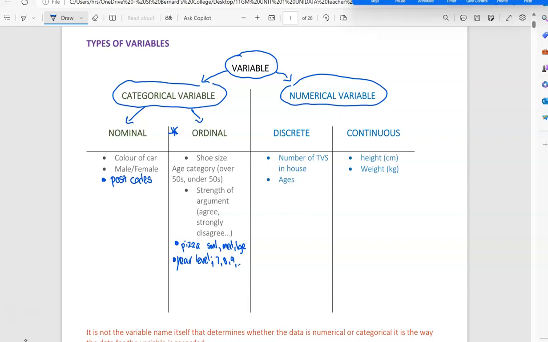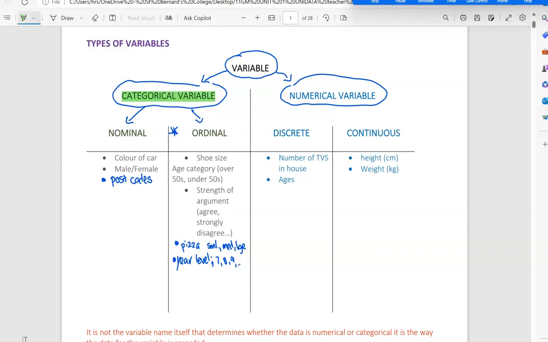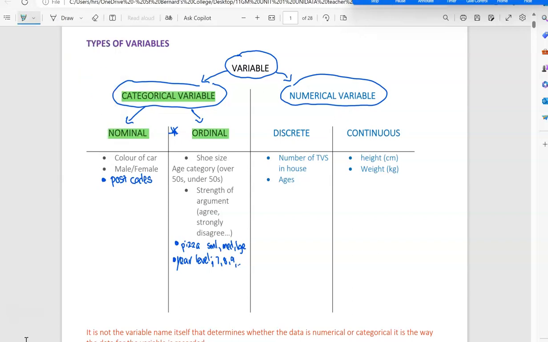All right. So if we had categorical data, we had two types: it could be nominal or ordinal. Now let's look at numerical data. If we have numerical data, we have two types: we've got discrete and we've got continuous. Let's look at discrete first.